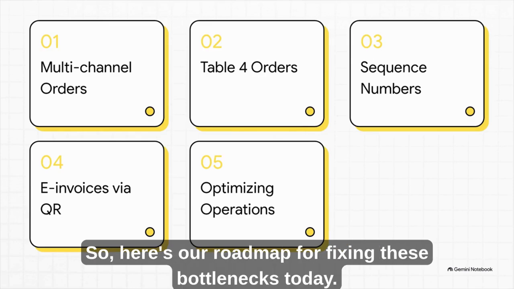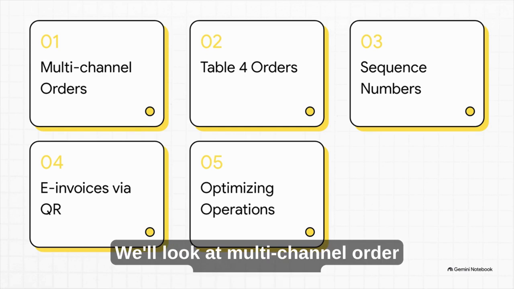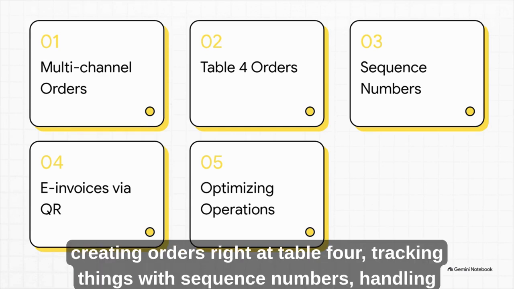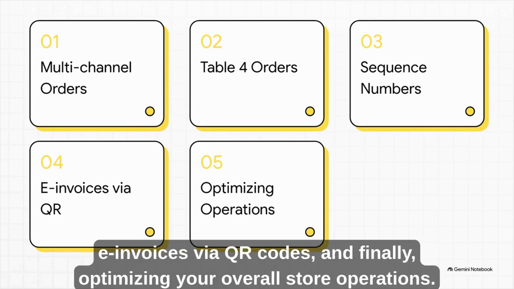And think about it, a single mistake means wasted inventory, an unhappy customer, and a completely wrecked kitchen flow. So, here's our roadmap for fixing these bottlenecks today. We'll look at multi-channel order management, creating orders right at Table 4, tracking things with sequence numbers, handling e-invoices via QR codes, and finally, optimizing your overall store operations.